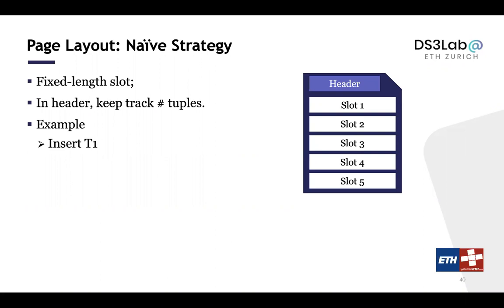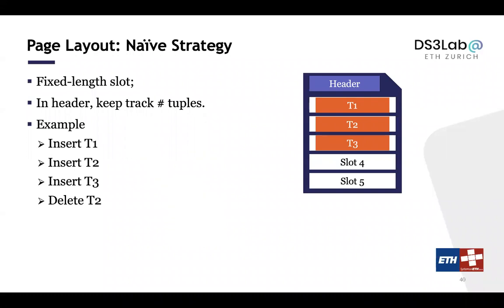For example, if someone says, in this page, insert tuple one, I just find the free slot and insert tuple one. If you want to insert tuple two, I sequentially scan and check whether slot one is full or empty. In this case, it's full, so I go to slot two and insert it. Someone wants to insert another one, I insert another one. If you want to delete T2, I go through it, find T2 and delete it. Now I have an empty slot. Then I insert another tuple, T4, and I go through from the beginning. I find slot two is empty, and I insert T4 there, and so on and so forth. So this could be one potential implementation for the interface we saw in the previous slide.